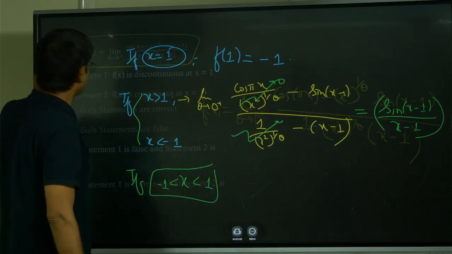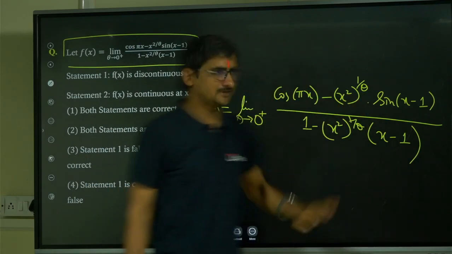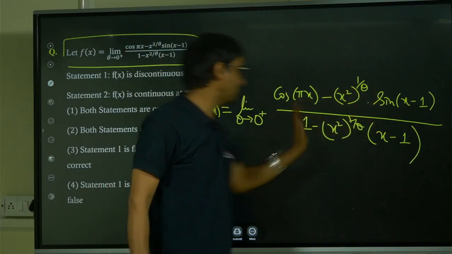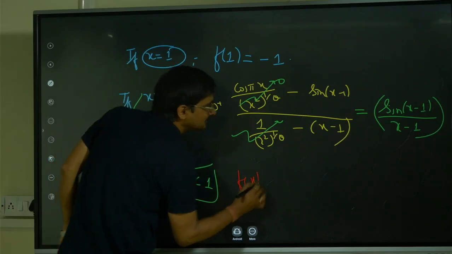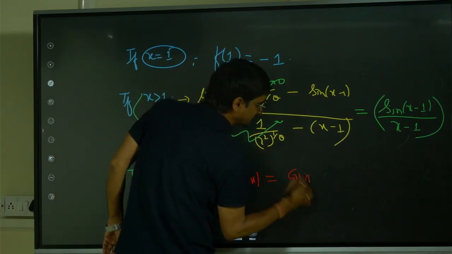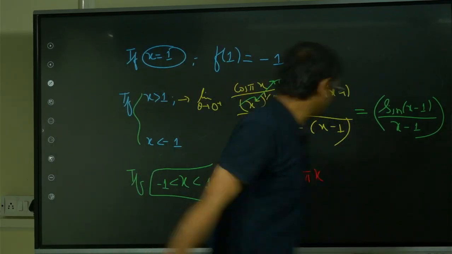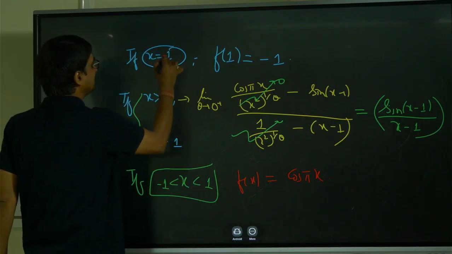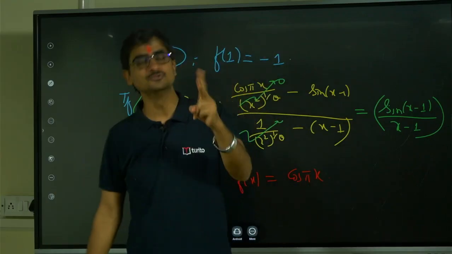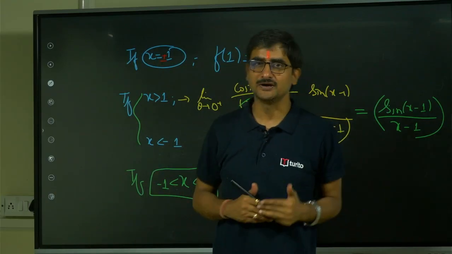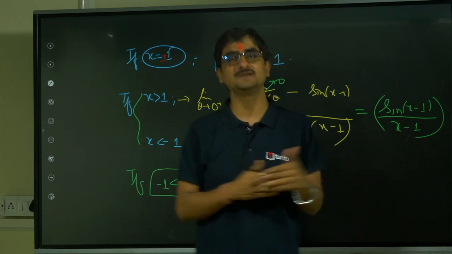In that case, since the base is magnitude-wise less than 1, this approaches 0, so this term is gone, we are left with only cos pi x. So in that case, f of x is nothing but cos pi x. Now how many points are there? We have two potential points where the function may get discontinuous. What are those? Minus 1 and plus 1.